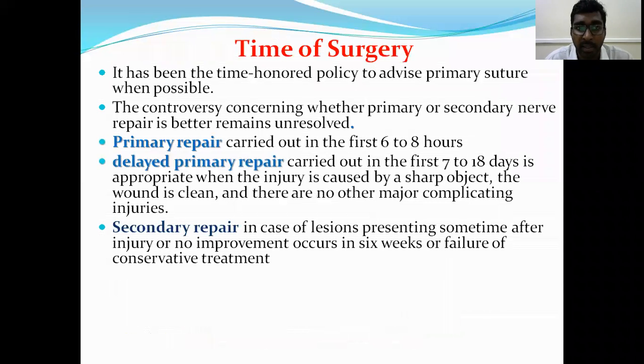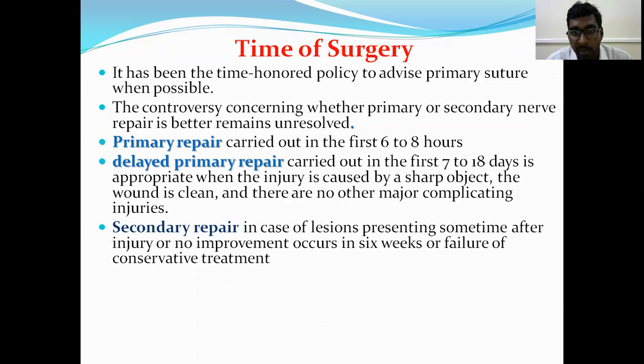What is the time of surgery? It has been a time-honored policy to advise primary suture when possible, but the controversy concerning whether primary or secondary nerve repair is better remains unsolved. What is primary repair? Primary repair is carried out in the first 6 to 8 hours of injury. Delayed primary repair, carried out in the first 7 to 18 days, is appropriate when the injury is caused by a sharp object, the wound is clean, and there are no other major complicating injuries.